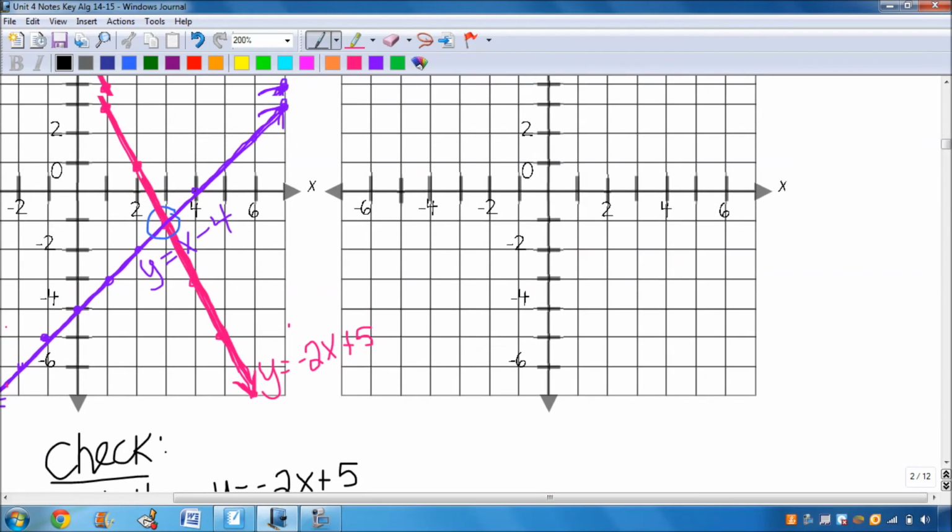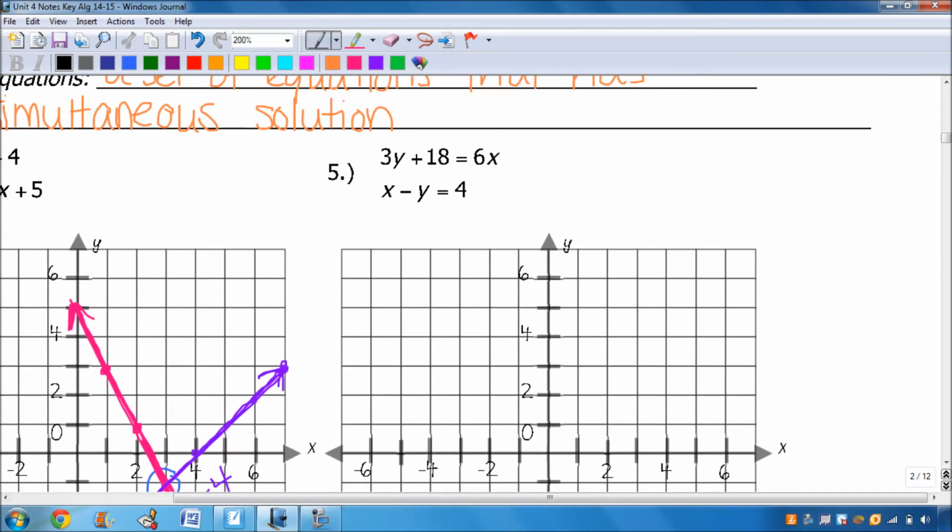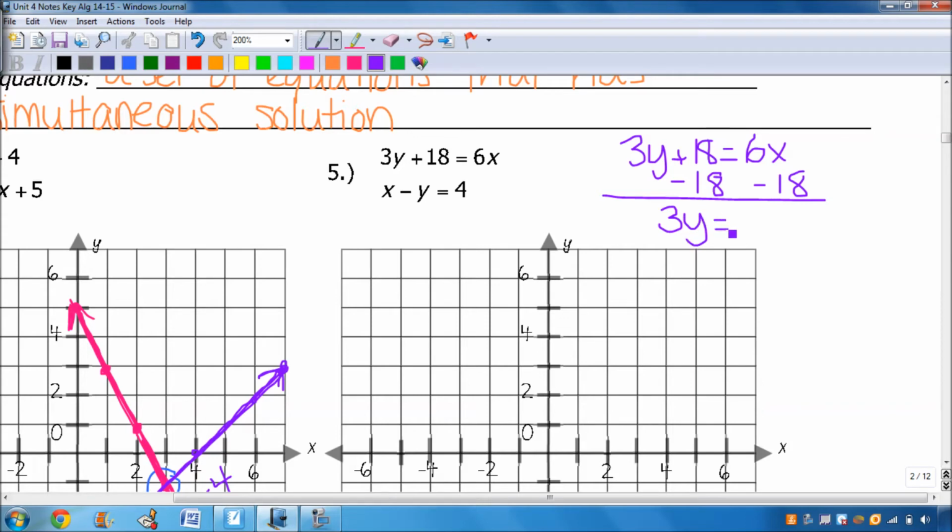In question number 5, the first thing that you need to do is make sure that you isolate the y in both equations. So let's isolate the y in the first equation. The equation is 3y plus 18 equals 6x. So I'm going to subtract 18 from both sides, and I end up getting 3y equals 6x minus 18. Divide both sides by 3, and your equation is y equals 2x minus 6.